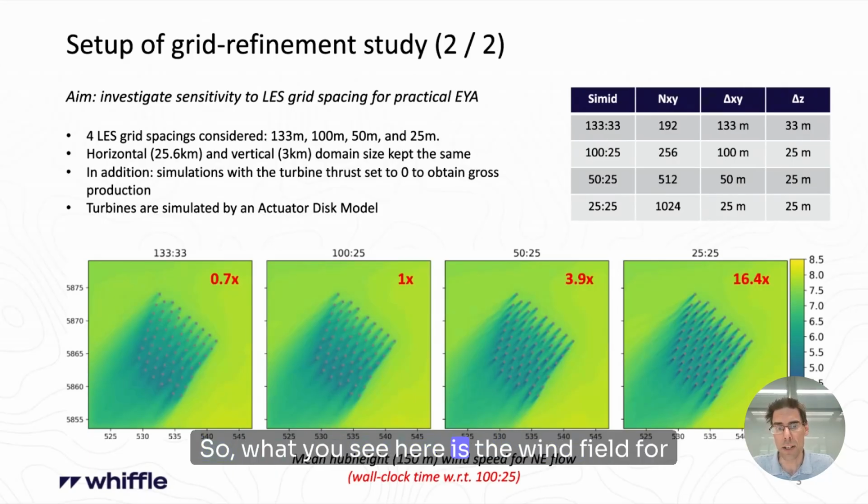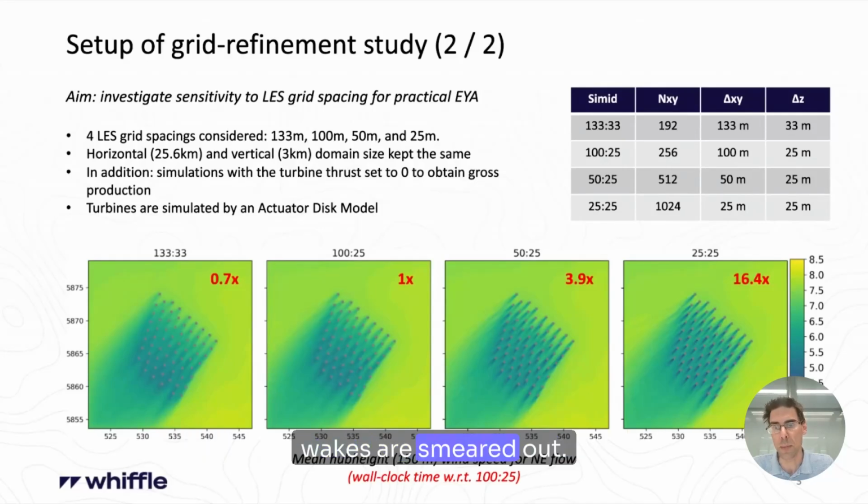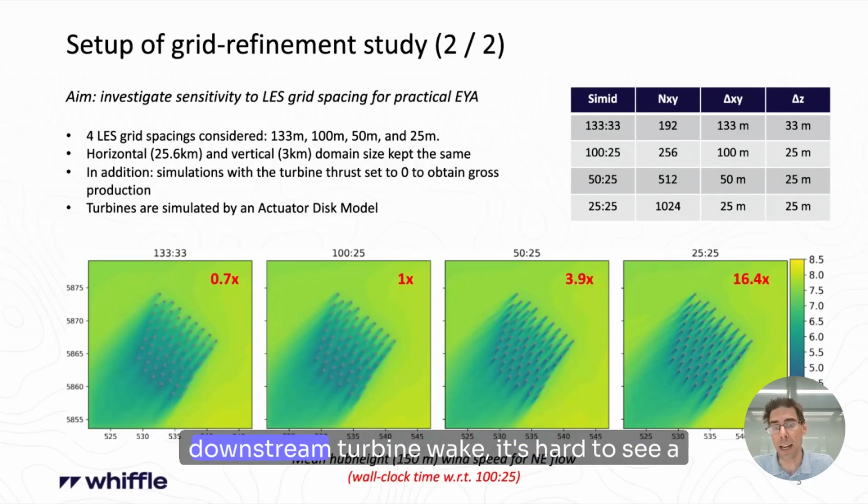So what you see here is the mean wind field for northeasterly directions at 150 meters height for the 4 grid spacings, with the finer resolutions towards the right. So what you see is that the wakes of the individual turbines are much more pronounced and deeper in the 25 meter simulations, and that for the 33 meter simulations, the individual turbine wakes are smeared out. On the other hand, when you look at a downstream turbine wake, it's hard to see a difference between the 4 panels.